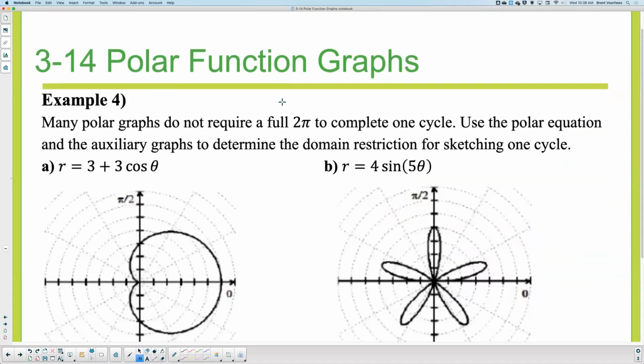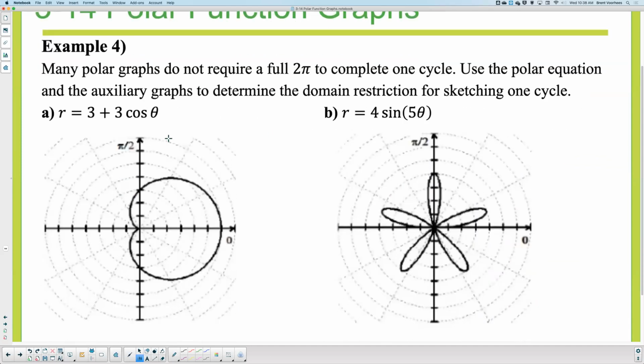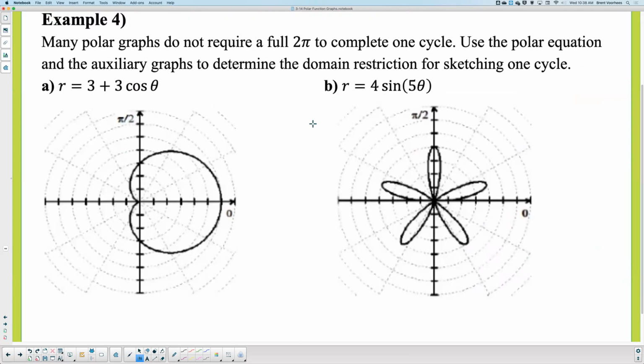All right, it says many polar graphs do not require a full 2 pi to complete one cycle. Use the polar equation and auxiliary graphs to determine the domain restrictions for sketching one cycle. So on this graph, what I'm trying to say is this. Do I need a full 2 pi to get this graph, or does it double over itself? The way to think through this is like this. You need to know if cosine's minimum and its maximum would be in the same point. So cosine, where does it receive its minimum and where does it receive its maximum? What two values on the unit circle?